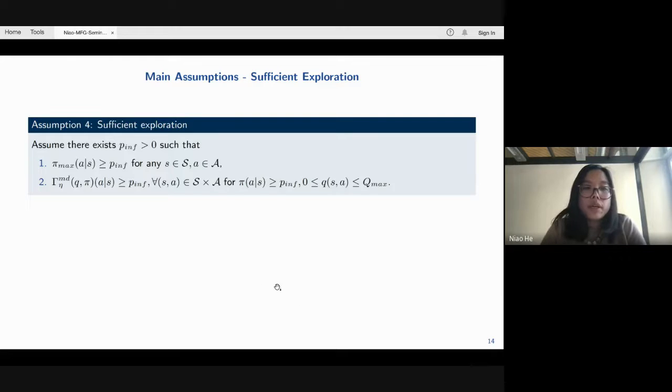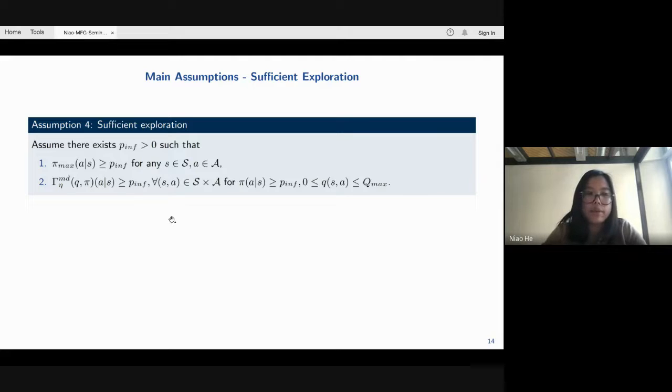So one of the assumptions we make is to try to ensure sufficient exploration for all the policies we see during the training. Particularly here, we assume that the initial distribution pi is able to visit any action with non-zero probabilities, right? Also, any other policies that we use during the training are able to visit any action with non-zero probabilities at any state.